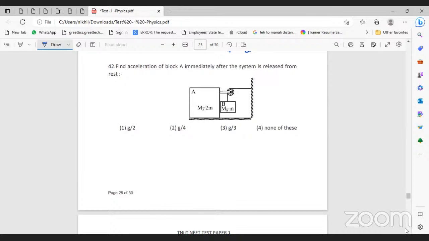Okay. Come to this problem. Now they have given the block here, block A. Now you have to find the acceleration of that block A after the system is released. Now this block A is connected to one pulley. That pulley is supported by another mass B, that is small m.